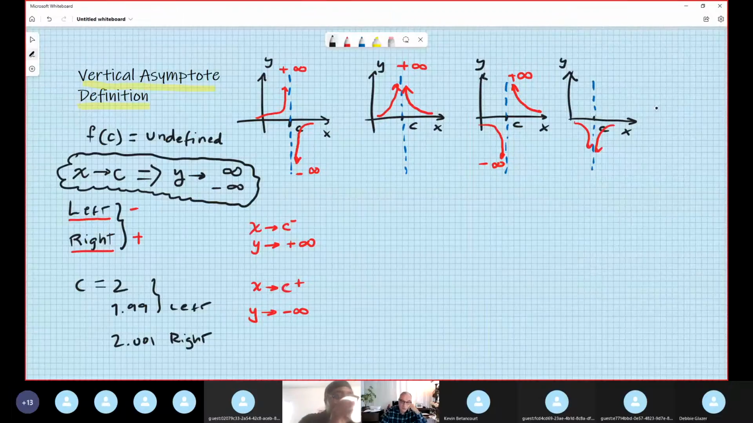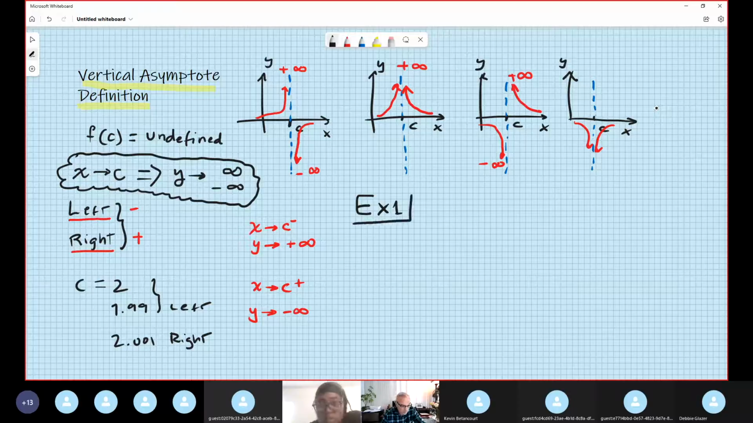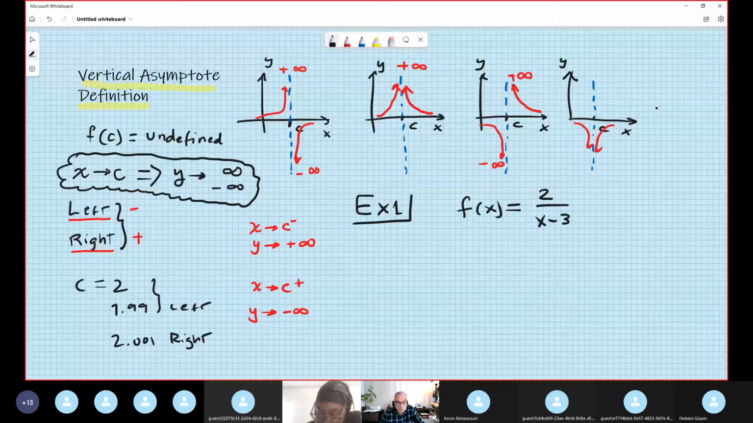Entonces, now, how do you determine that? Super easy. Let's go to the first example. It's super easy to determine that. Okay, suppose example one. In example one, we have an elementary rational function, f of x equals 2 over x minus 3.